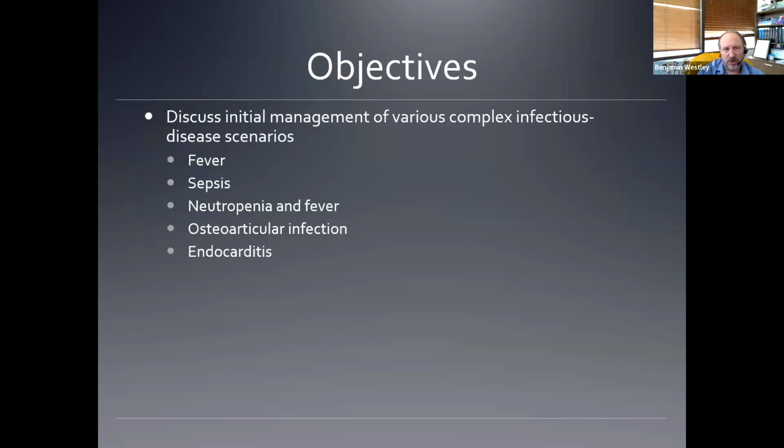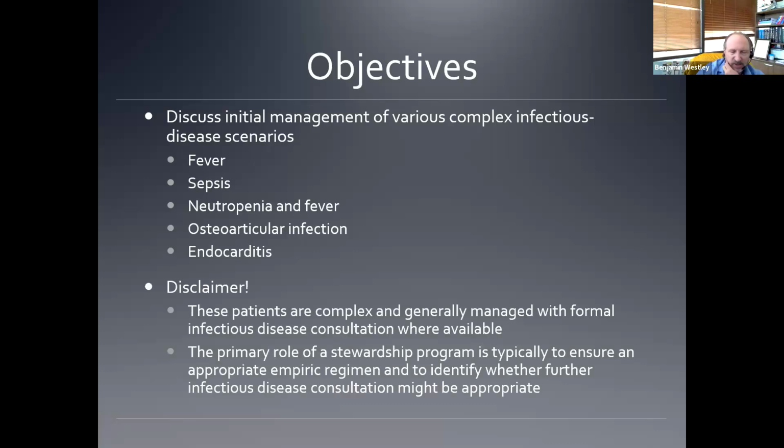So here's what we're going to try to do today. We'll discuss some basic initial management of complex infectious disease scenarios. These are fever, sepsis, neutropenia with fever, and then bone and joint infections and endocarditis. There's a disclaimer, of course: these patients are very complex, and all of them should be managed with infectious disease consultation wherever available at all.